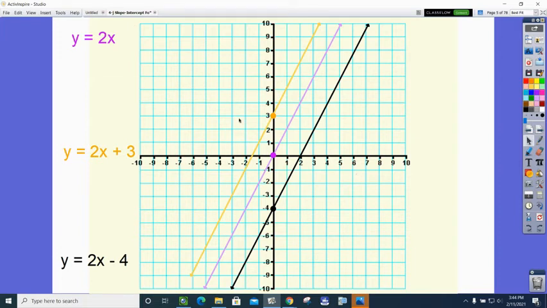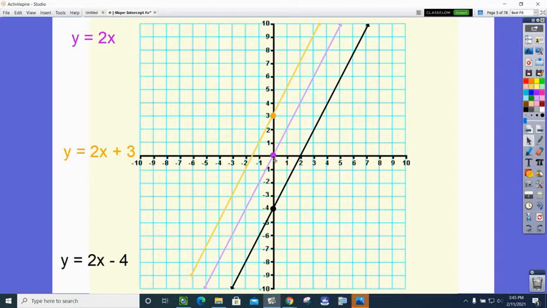Okay, so notice that they don't meet this time. But what is the same is this 2. So I'm going to go to this orange line, and I'm going to rise 2 and run 1. Look at the slope. Vertical change is 2 blocks. Horizontal change is 1. The slope is 2. It's up 2 over 1, up 2 over 1.